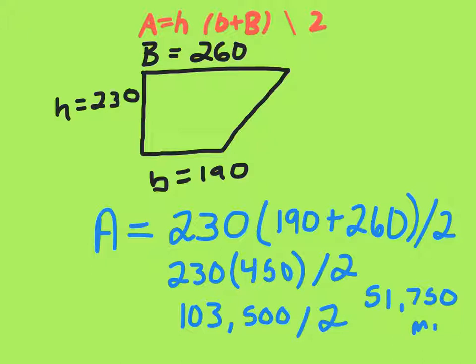So remember, this is miles squared. Now look at your book. It says that Mississippi has an area of 46,907 square miles. So is the area of Arkansas greater or less than the area of Mississippi? Well, look at what we found. The area of Arkansas is 51,750. Is that greater than or less than the area of Mississippi? That's greater than. So Arkansas has a bigger square area than Mississippi does.